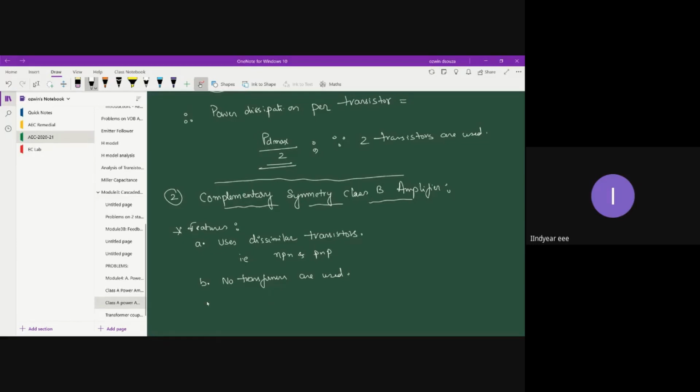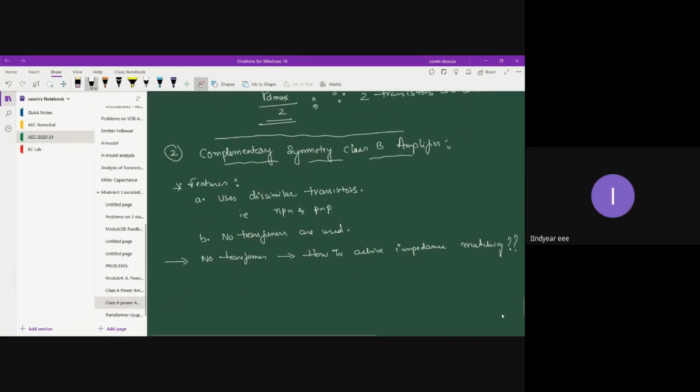Now the question is, no transformers, right? Therefore, how to achieve impedance matching? See, transformers are introduced to improve impedance matching, but we are saying that in the complementary symmetry class B amplifier, we are not going to use a transformer. Then how are we going to get the impedance matching?